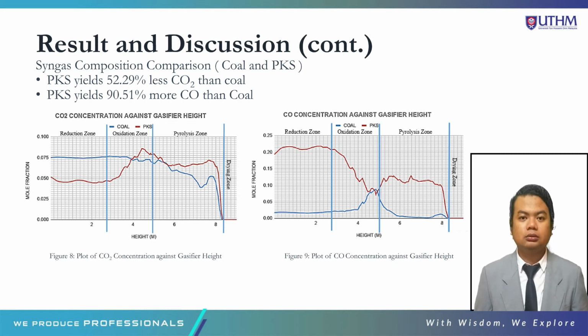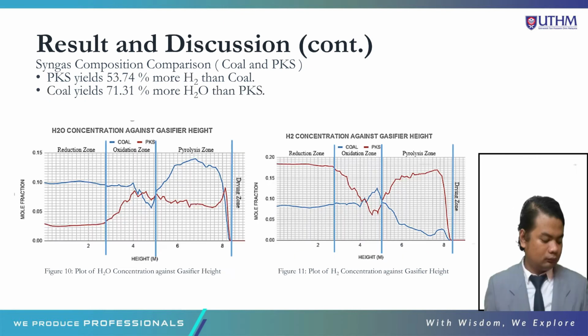This causes less CO2 to react with carbon volatile in coal to produce carbon monoxide, which led to unreacted carbon dioxide gas being discharged at the outlet of the gasifier. Hence, this causes coal to produce 52.29% more carbon dioxide than PKS.